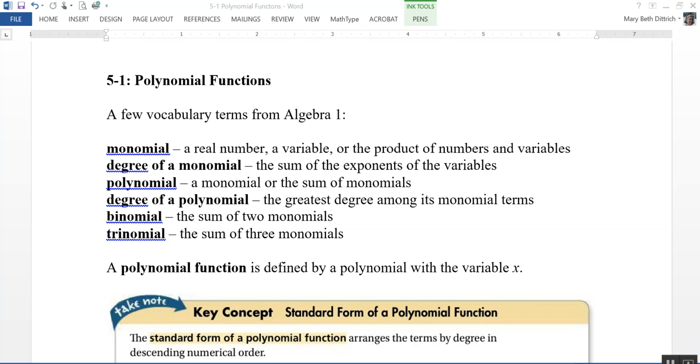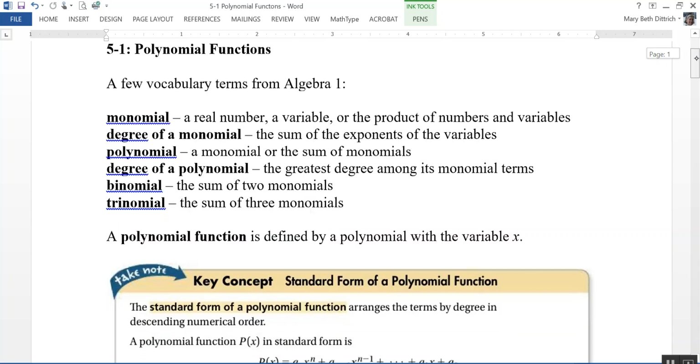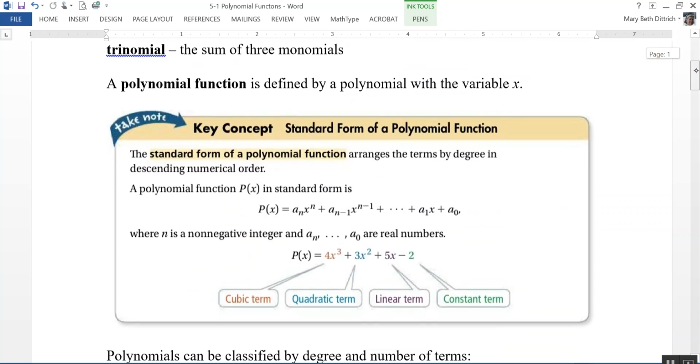A polynomial is a monomial or the sum of monomials. The degree of a polynomial is the greatest degree among all of its monomial terms. A binomial is the sum of two monomials, and a trinomial is the sum of three monomials. So a polynomial function is defined by a polynomial with the variable x. Let's take a look at this chart from your textbook.